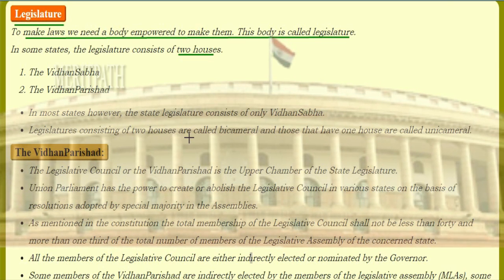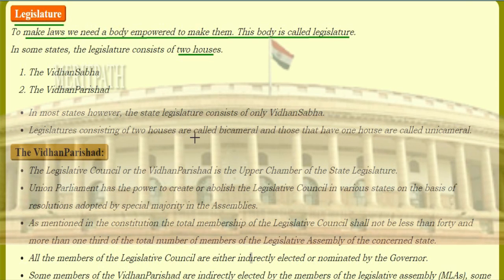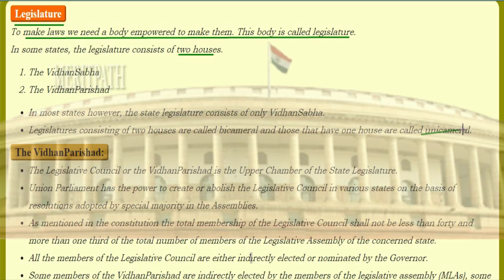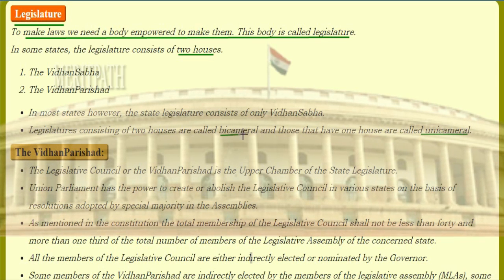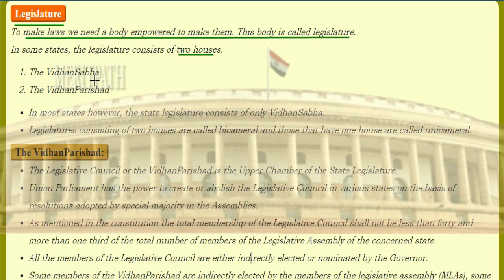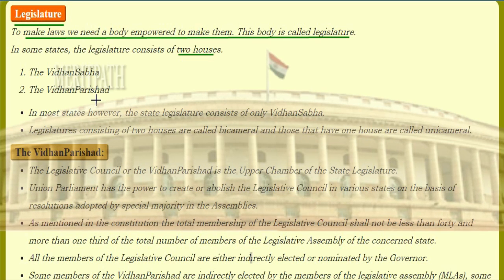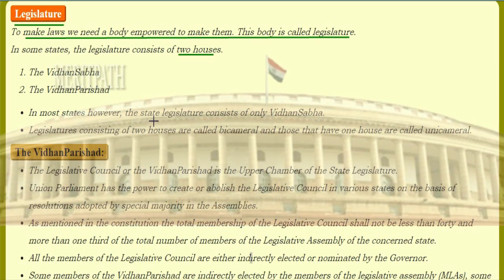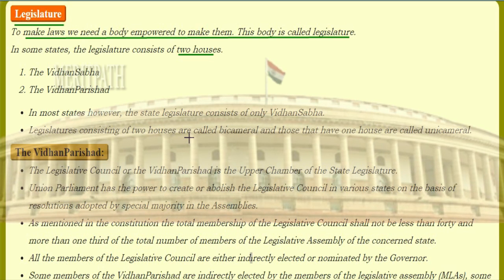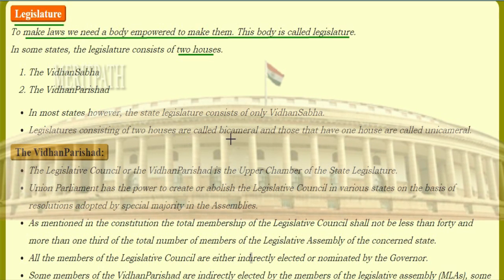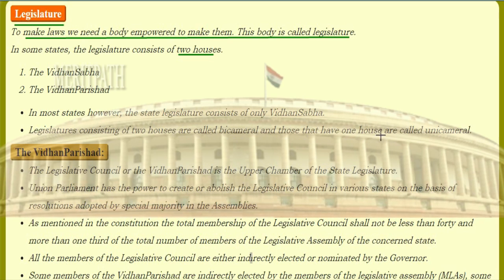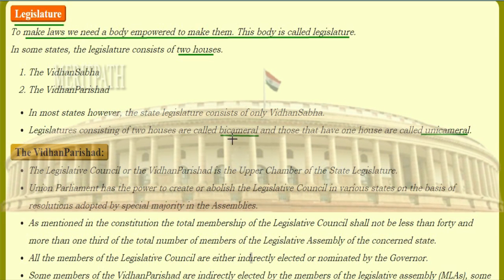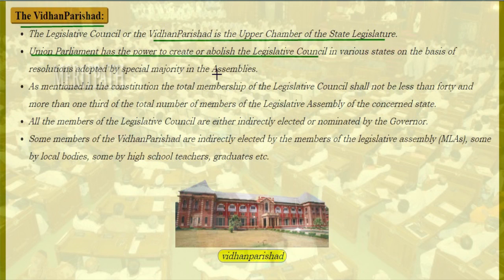In some states, the legislature is divided into two houses, known as Vidhan Sabha and Vidhan Parishad. Some states contain only Vidhan Sabha and some states contain both. If a state has both houses, it is known as bicameral, and those states having only one house are known as unicameral. So, unicameral and bicameral.